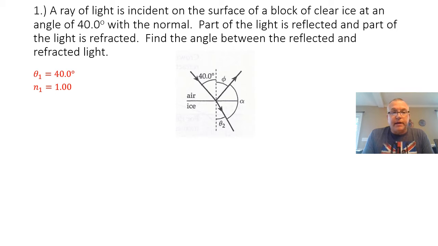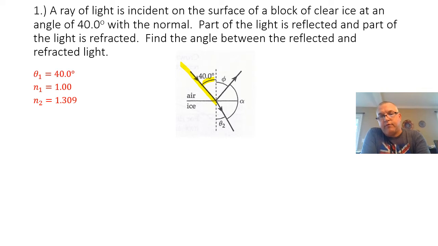And I know that my index of refraction for ice is 1.309. And we can always get that from the table of indices of refraction from the PowerPoint or from the formula sheet that is posted in the toolbox on the website. So what are we trying to find in this problem? Well, if we look at the diagram here, this is my incident ray of light coming in here and making that 40-degree angle with the normal.